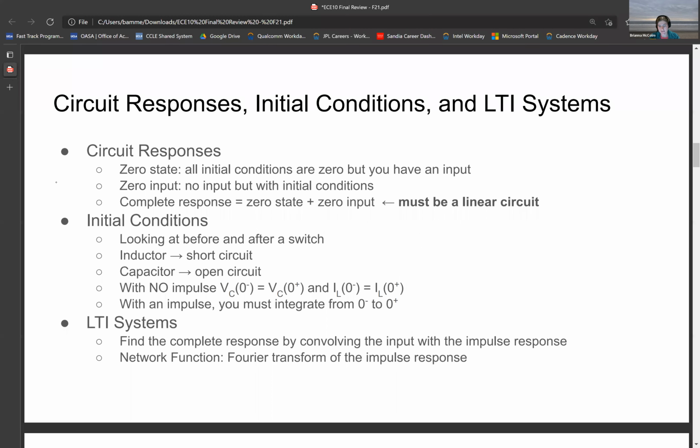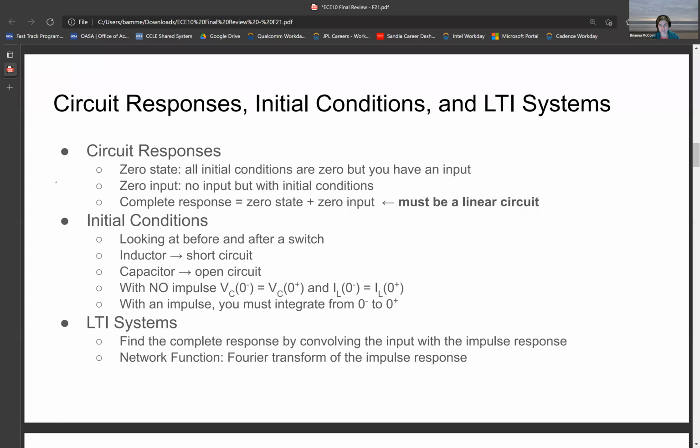And then the complete response is the sum of the zero state and the zero input response. This is true for linear circuits, and in this class, linear circuits are going to be what you're looking at. And also initial conditions are important because they form the zero input response, so you can't neglect them when you're finding the complete response of the circuit. And so if you're trying to find the initial conditions, you might get a statement that says the circuit has been in a certain way for a very long time.